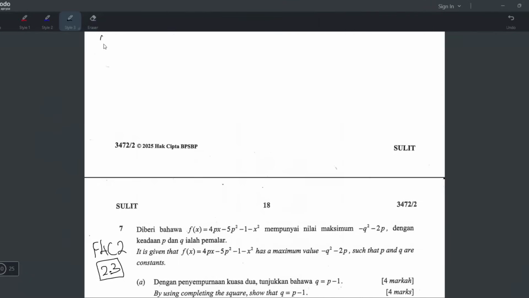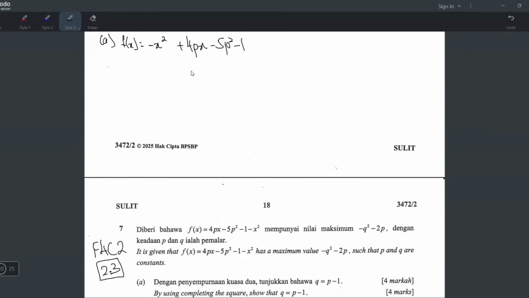Okay, so let's do A. Let's write down the f(x), but let's arrange it nicely. So the negative x squared has to be written first. This one is p squared, so it's not x squared, so that one you have to write last. And then you have the minus 1, and the 4px definitely is right here. Okay, so this is your general form. So tell me, what is your a, b, c? Your a is -1, your b will be 4p, and your c is -5p squared minus 1.